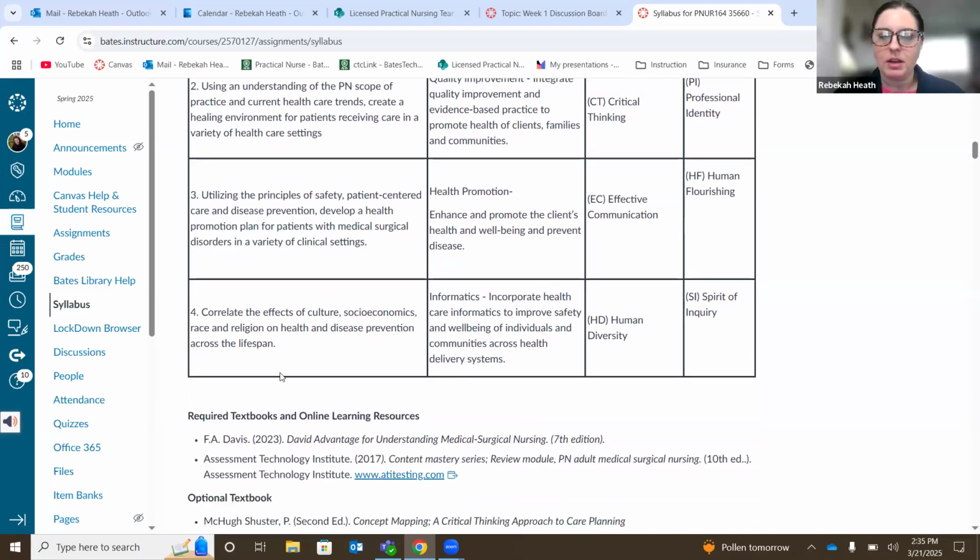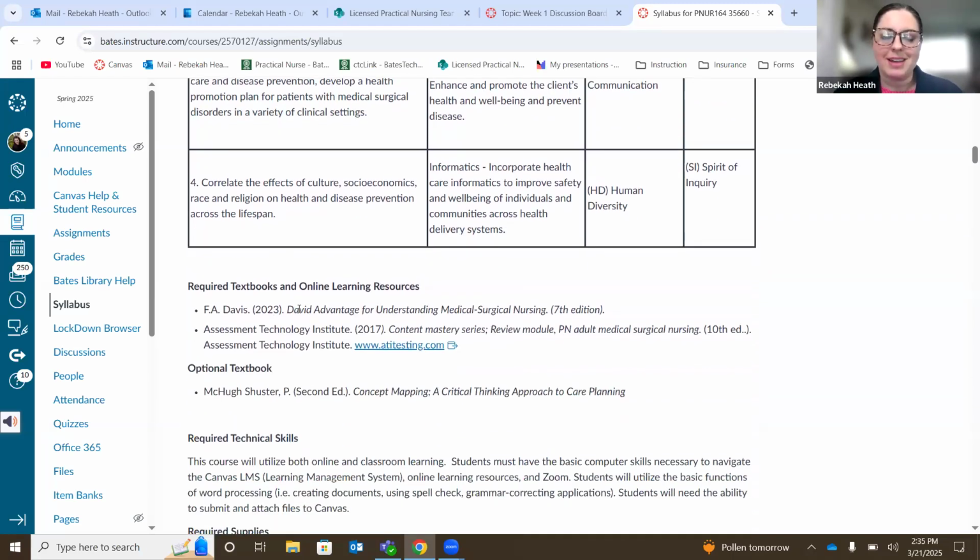All right, so your resources, again, F.A. Davis is all you're going to need as far as your specific textbook. You won't have to purchase anything because you've already purchased your F.A. Davis package. We might pull in some ATI pieces, and the concept mapping book is another optional resource for you.